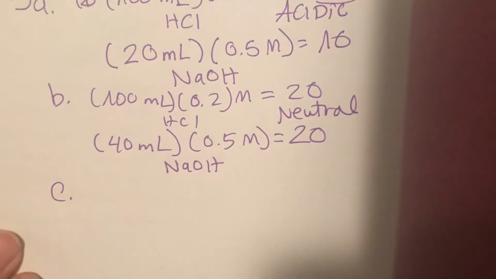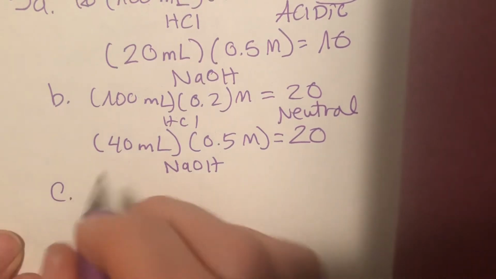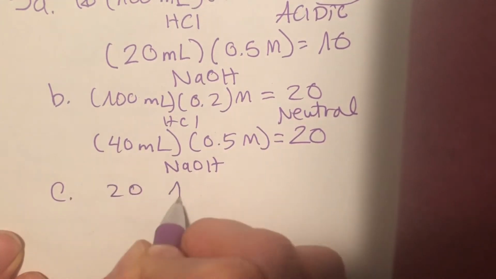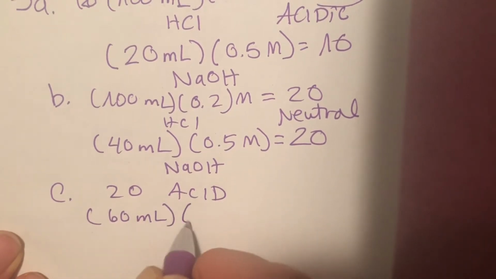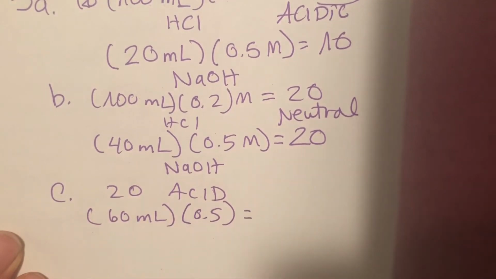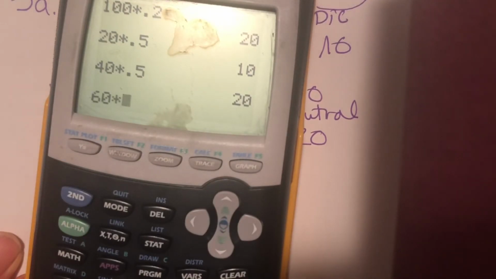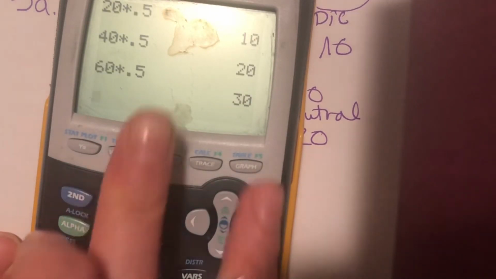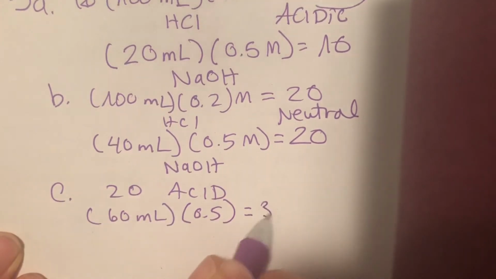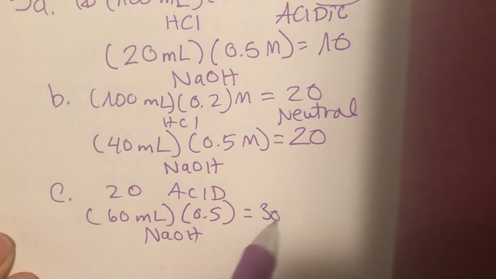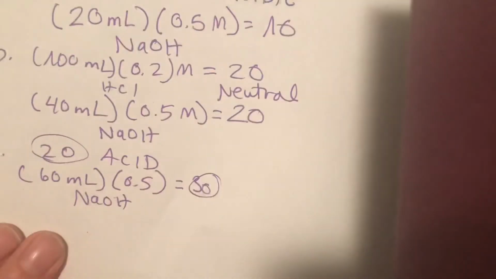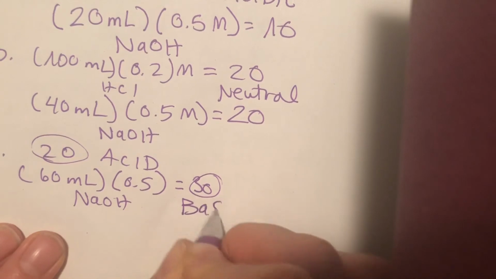And then letter C. Again, we have that same number of 20 for the acid. And then lastly, we have 60 milliliters times 0.5. You probably see that in your head, but just putting it on the calculator: 60 times 0.5, and we've got 30. So now we've got 30 for our NaOH. Therefore, 30 is larger than 20, so 30 would make it basic.